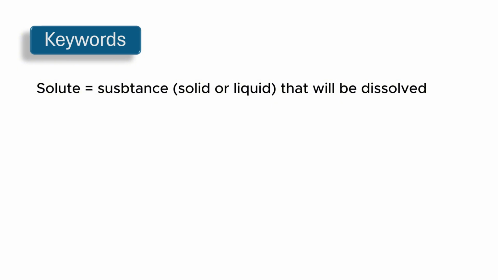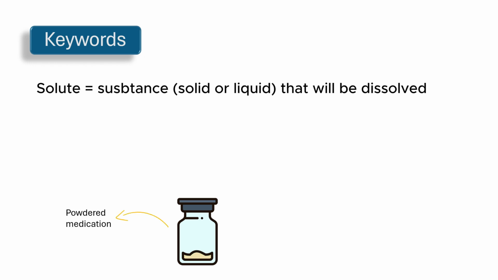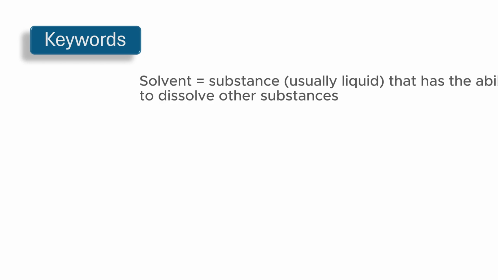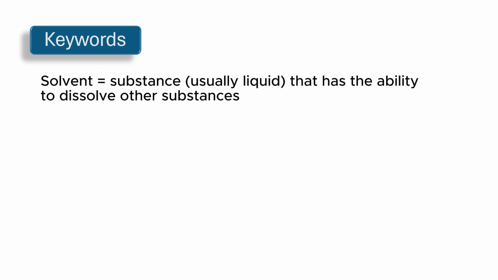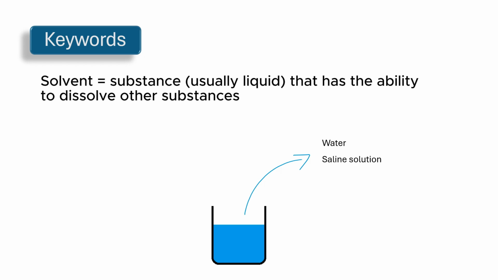Solute is the substance that will be dissolved. In our case, the substance is usually in a solid state, such as a powdered medicine. Or it can be liquid, such as a medicine in a liquid state. Solvent, a substance that has the ability to dissolve other substances. It is usually a liquid, and in our case, it can be water, a saline solution, distilled water, or even a glucose solution.